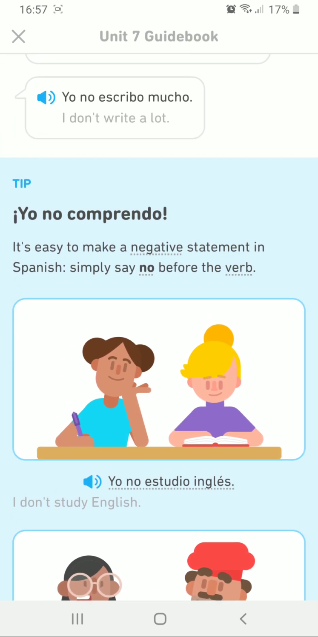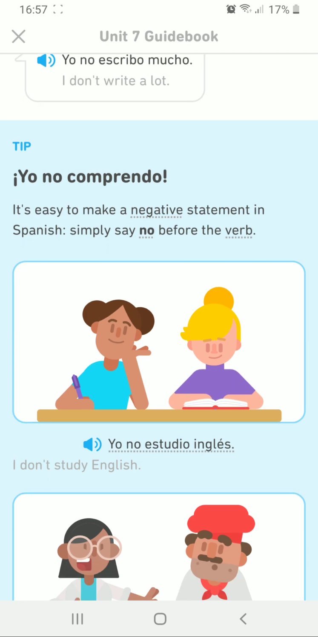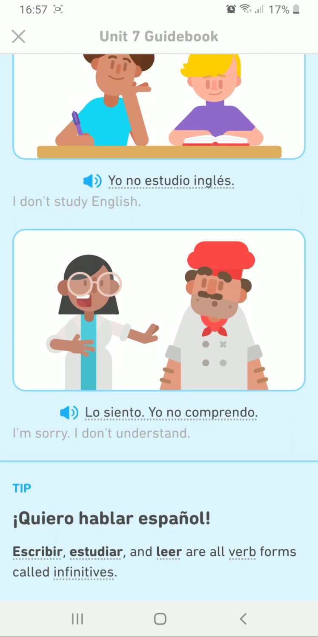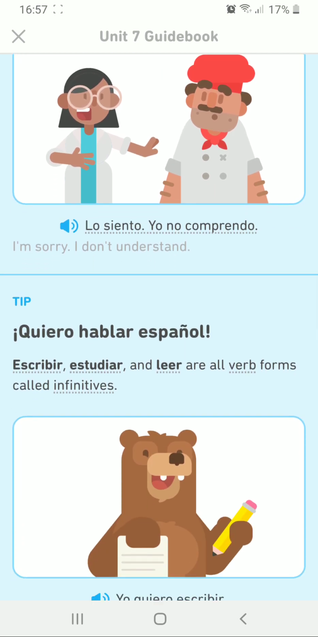So here's a tip. Yo no comprendo. It's easy to make a negative statement. So to negate a statement, you just have to put the word no simply before the verb. Yo estudio inglés. Yo no estudio inglés. Lo siento. Yo no comprendo. Comprender, it's the verb infinitive. Yo comprendo, tú comprendes, él, ella comprende, comprendemos. Yeah, that's how you say it, I guess.